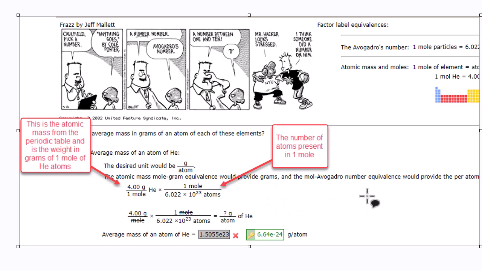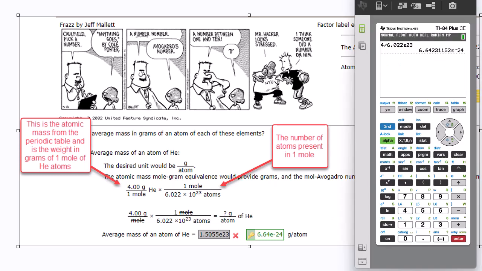Now, if we use other atoms, we would just take whatever the atomic mass is and divide it by 6.02 times 10 to the 23. Or, if you were really clever, what you could do is put 6.022 times 10 to the 23 and store it as, I like to use alpha n, standing for Avogadro's number, and then I can just take this 4 and divide it by alpha n and get the same answer.